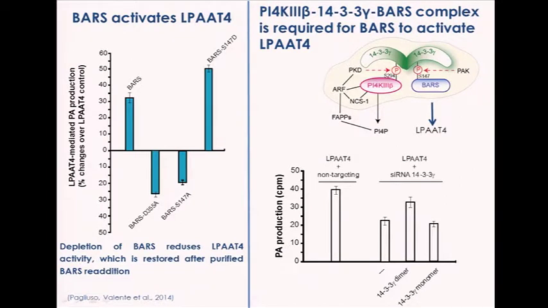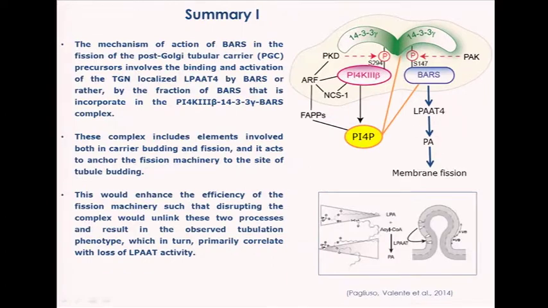Here is the experiment. Here we are looking at the phosphatidic acid production. So there is no production if you knock down the 1433. So you don't need only BARS, but you need the whole complex.